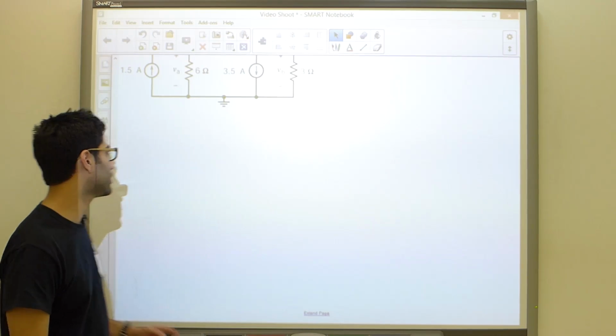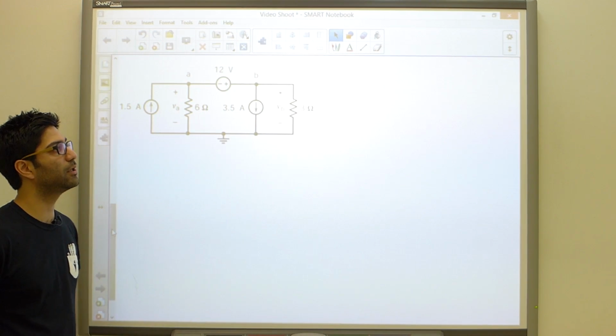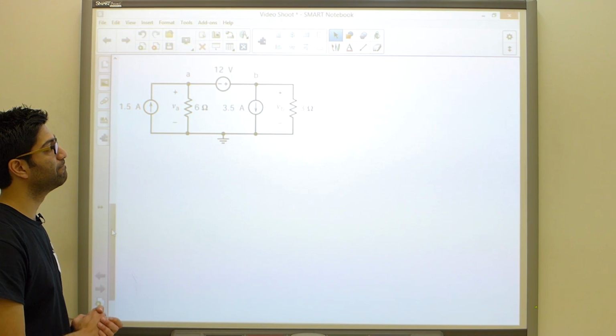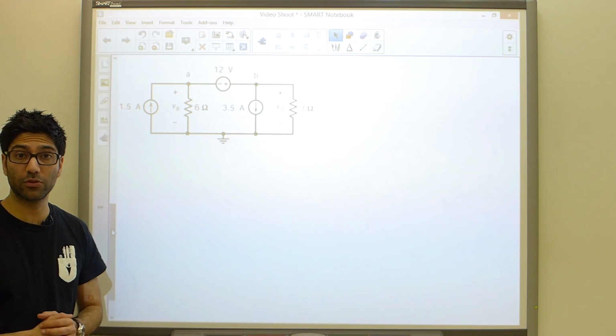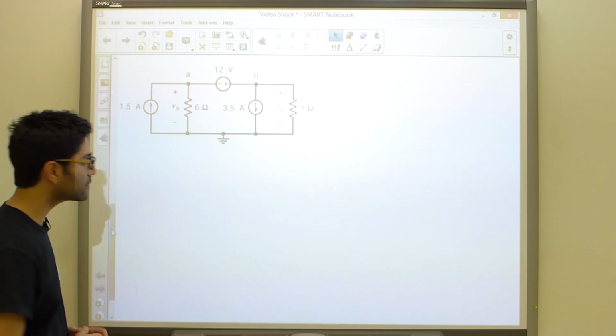And remember, we're going to do this two ways. The very first thing I'm going to do is solve this problem as if we didn't know anything about supernodes. And then I'll introduce you guys to the concept of the supernode next.